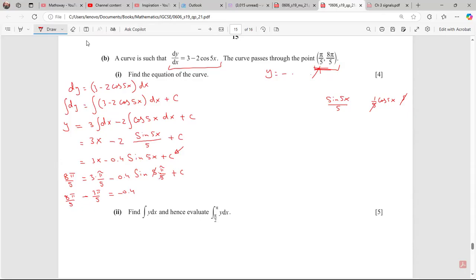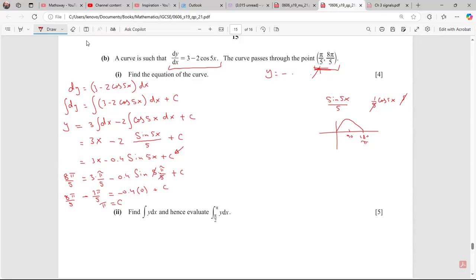5 cancels with 5, so this is sine of pi, and sine of pi is 0, right? Why? Because remember, the sine curve goes like this. This is 90 and this is 180, which is pi radians. So at pi, it is 0. Plus c. So 8 pi by 5 minus 3 pi by 5 is going to be 5 pi by 5, so this is pi only on the left side, and on the right side I have c only. So the value of c is pi.